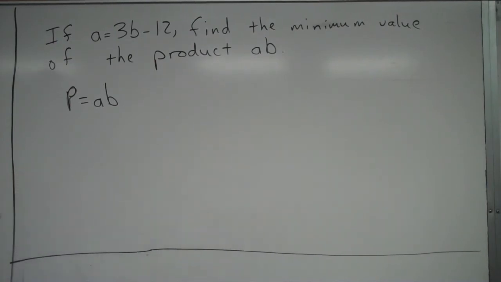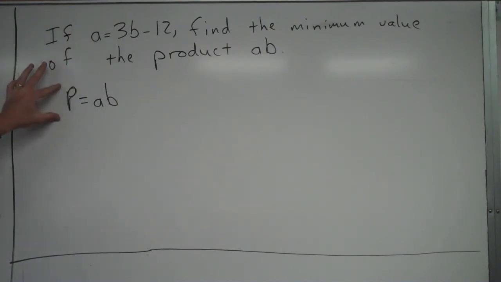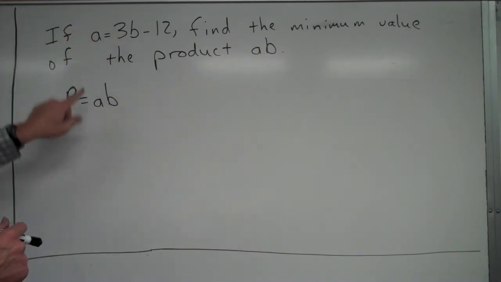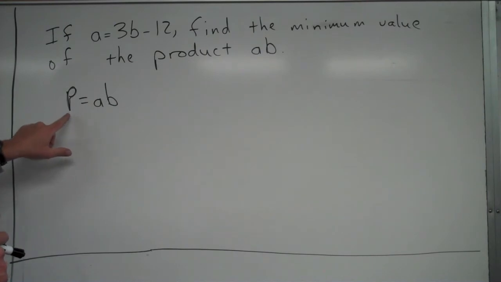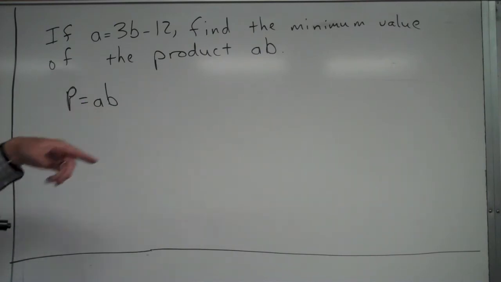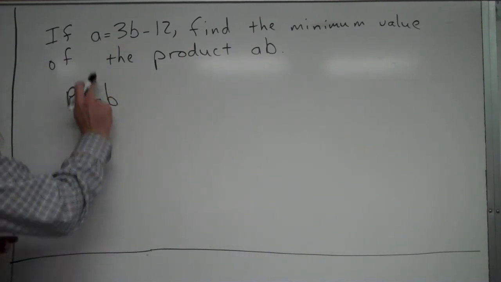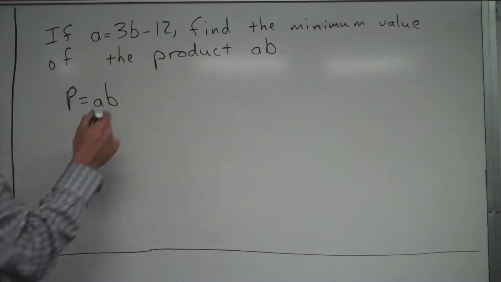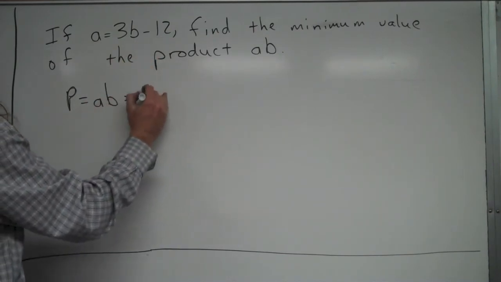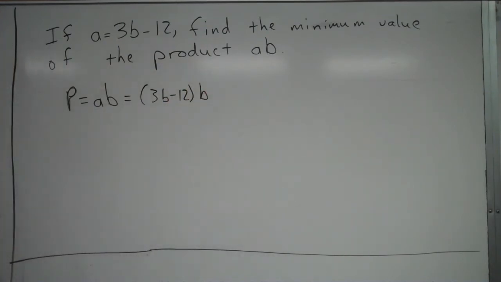Okay. So you have your constraint equation, and you have your equation that you're looking to optimize, either find the minimum or maximum of, which in this case is the minimum. Your constraint equation allows you to make it so that your optimization equation will only have one variable, because right now we have A and B, and we'd like to eliminate one so there's only one variable. So I'm going to replace A with 3B minus 12. So right here, instead of A, 3B minus 12 times B.